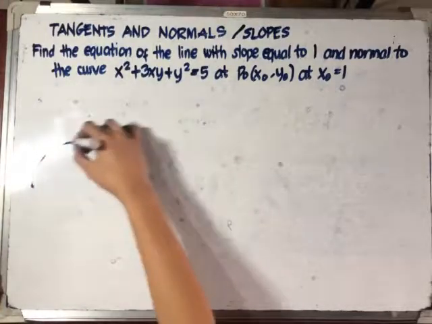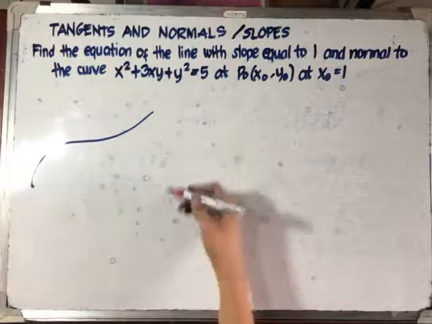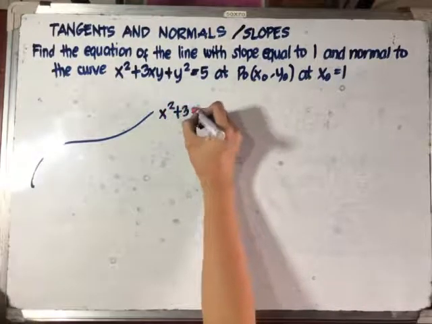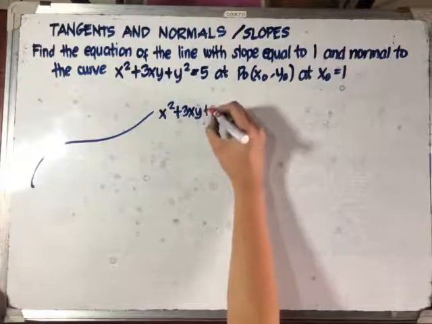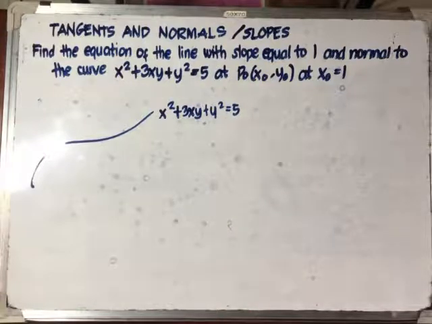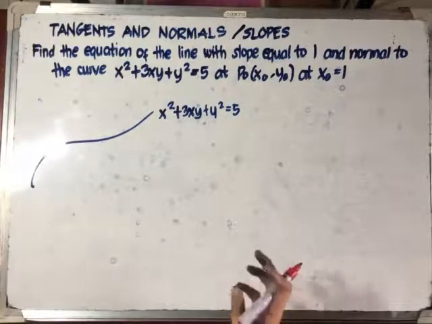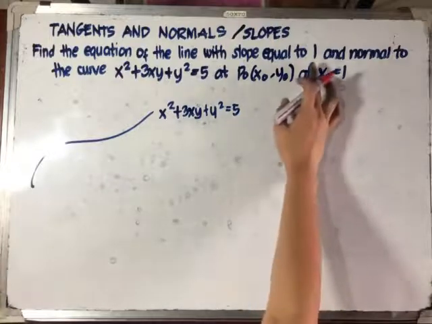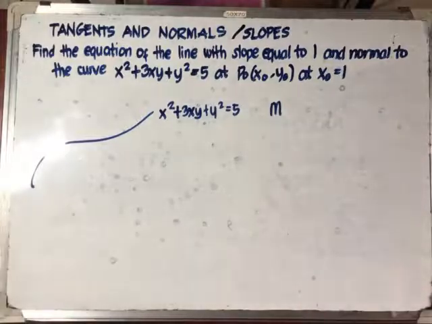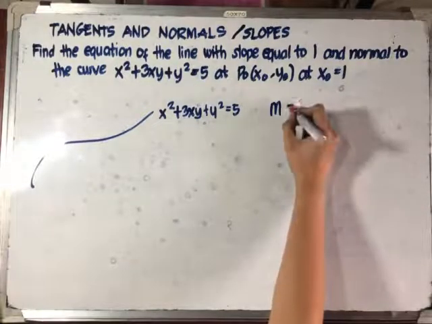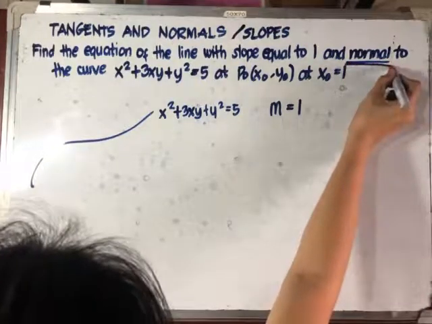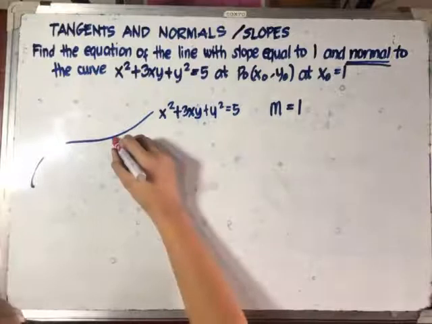Now, let's just say ito yung curve natin. This is an arbitrary lang na sketch niya. So, let's say this is defined by x squared plus 3xy plus y squared is equal to 5. And then, we are to find a line. And that line daw has a slope equal to 1. So, let me write it here. Slope of that line is equal to 1. And that line should be normal to the curve. So, normal to the curve siya.